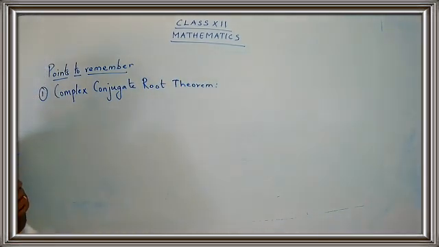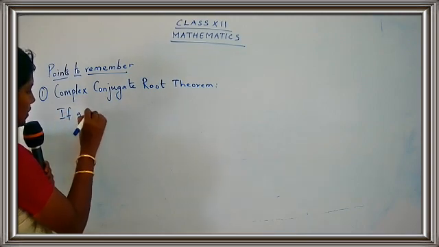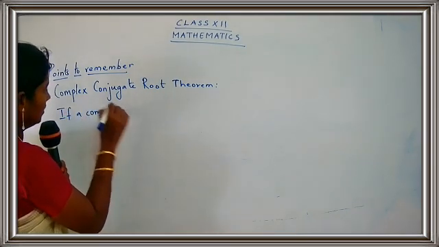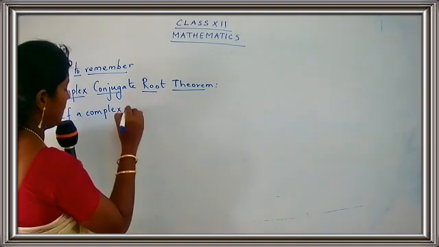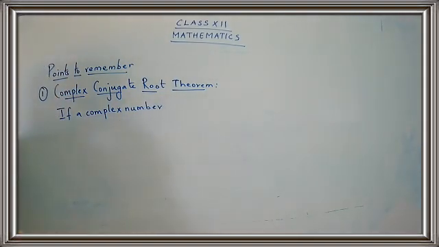First, let us write down the statement. I'll explain to you what this statement means. Write down here. If a complex number, everyone has to write down the points to remember, children. No one is going to skip anything. Each and everything is important.